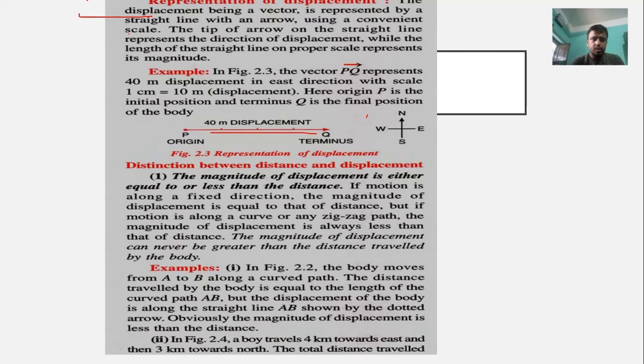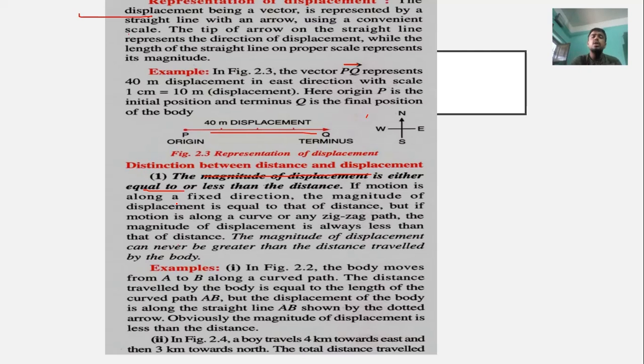What is the distinction? The magnitude of displacement is either equal to or less than the distance. There are certain cases in which the distance and the displacement are both the same. Okay, the magnitude of displacement may be equal to or less than distance. In most cases it is less than distance, but in some cases it can also be equal.